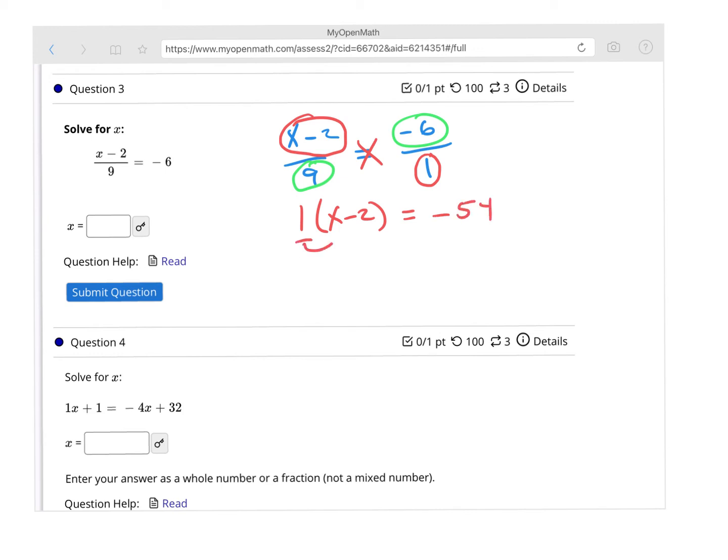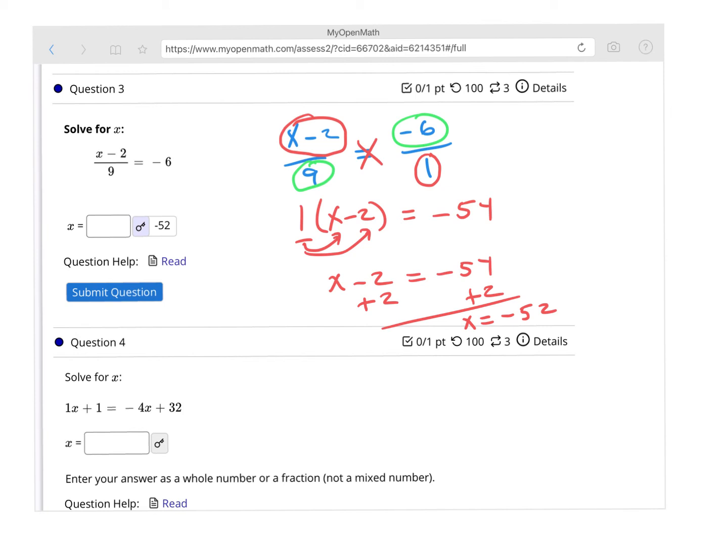So now I'm going to distribute this 1. Well, 1 times x is x, 1 times negative 2 is negative 2, is equal to a negative 54. So I'm going to add 2 to both sides, and I get that x is equal to negative 52. Now, I'm just going to check my answer here without writing it in. You don't have this option, but since I'm a teacher, I get to look at the answers, and my answer is, in fact, negative 52.